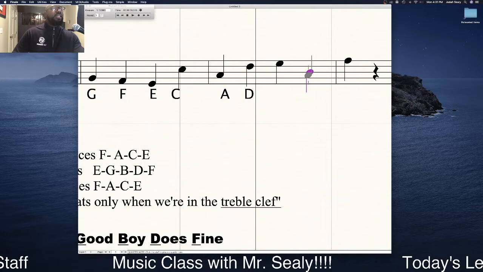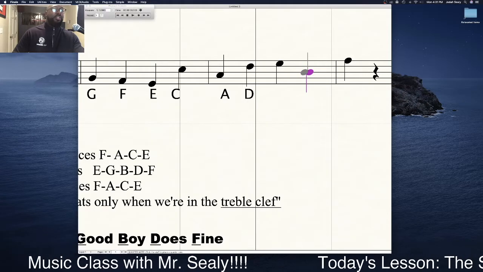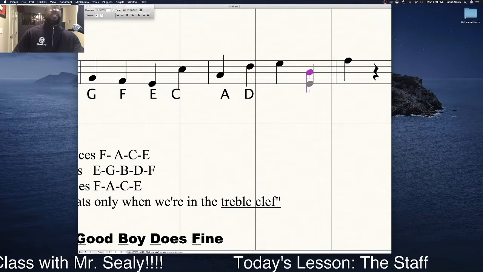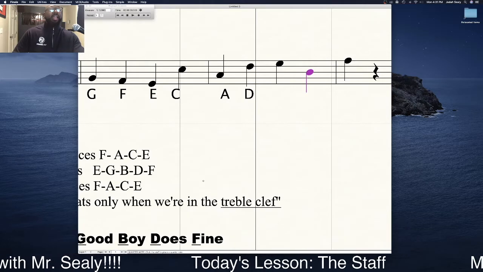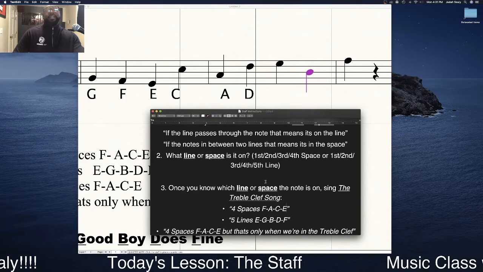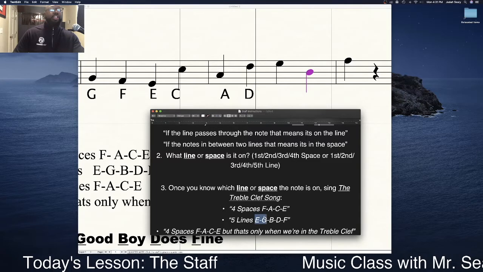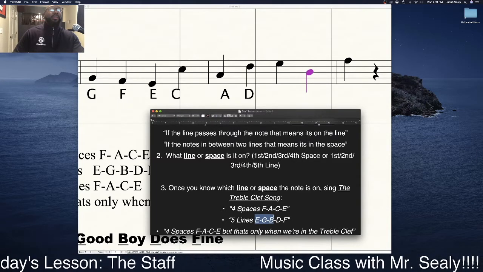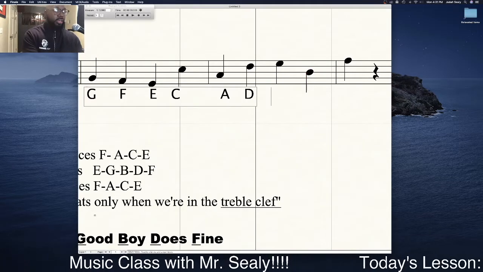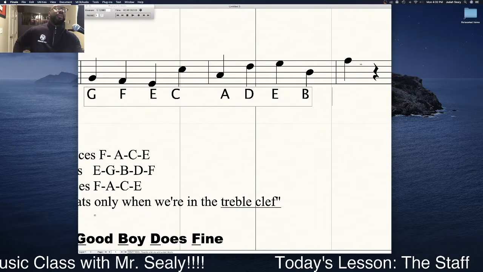And this note is on the line. Is it on the line or space? It's on the line because there's a line passing right through it. And is it on the 1st, 2nd, 3rd, 4th, or 5th line? It is on the 3rd line. If we look at our instructions, once you know which line or space it is on, sing the Treble Clef song. 5 lines, and we're looking for the 3rd line, E, G, B. It's a B. So this is an E, and this is a B. Let me label that, E, B.